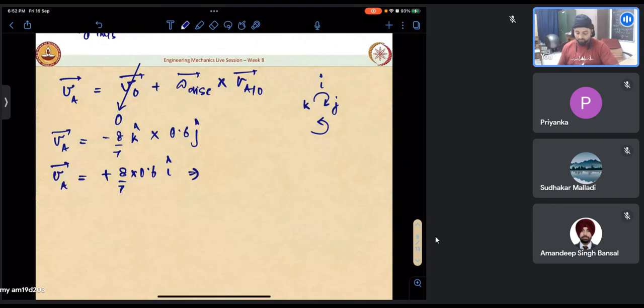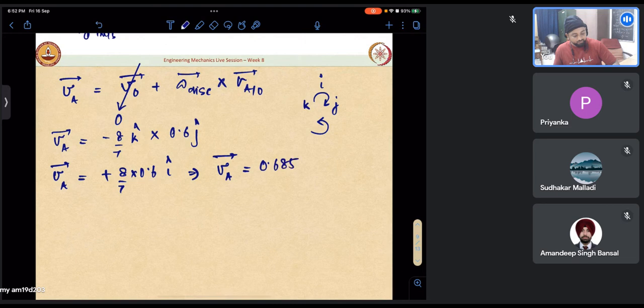So what will that velocity be? 0.6 into 8 by 7. So it is 0.68. 0.68 is what we are getting here. Okay. Velocity of A is 0.685 i cap.